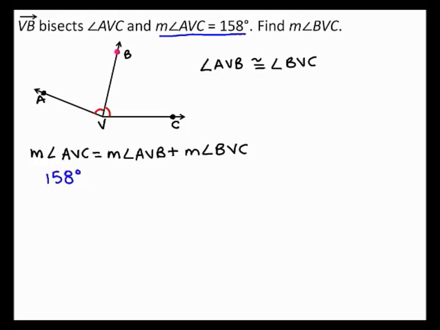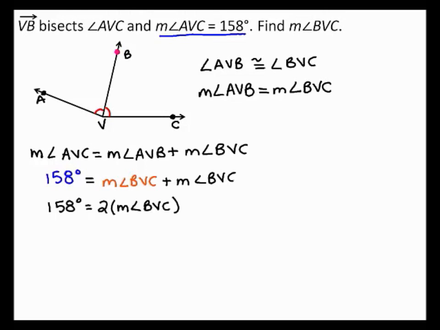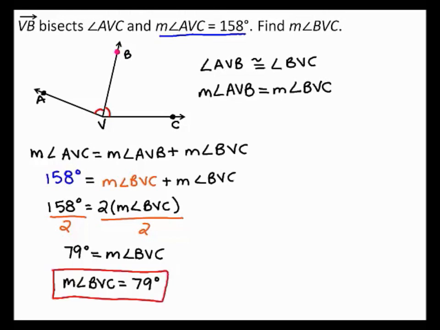Also, because angle AVB is congruent to angle BVC, the measure of angle AVB equals the measure of angle BVC. So, you can substitute the measure of angle BVC in for the measure of angle AVB. Next, you can rewrite the right-hand side of the equation as 2 times the measure of angle BVC. Now, to solve for the measure of angle BVC, you can divide both sides of the equation by 2. This gives you 79 degrees equals the measure of angle BVC. Therefore, the measure of angle BVC is 79 degrees.